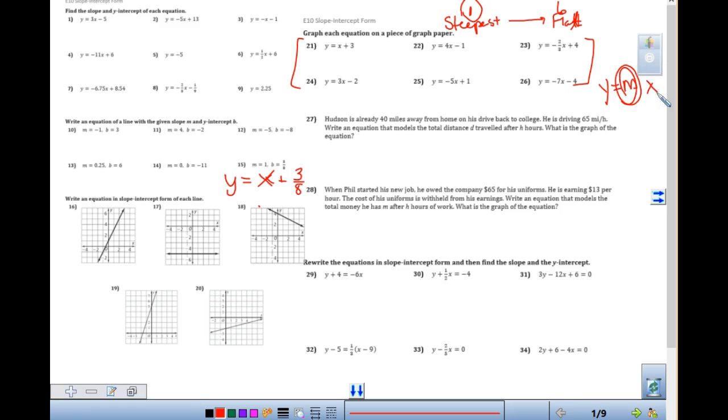Anyone want to tell me my steepest one from 21 to 26? Which one is the steepest? Which one should I have a 1 next to? What should be my steepest one? Should it be 23 or 26? 26, because it's a what number? Well, it's 7. 7's farthest from 0, right? This is my steepest one. That's when I'm going to put a 1 below. Please do that right now. That is my steepest. So with steepest, please put a 1 to the flattest being 6.